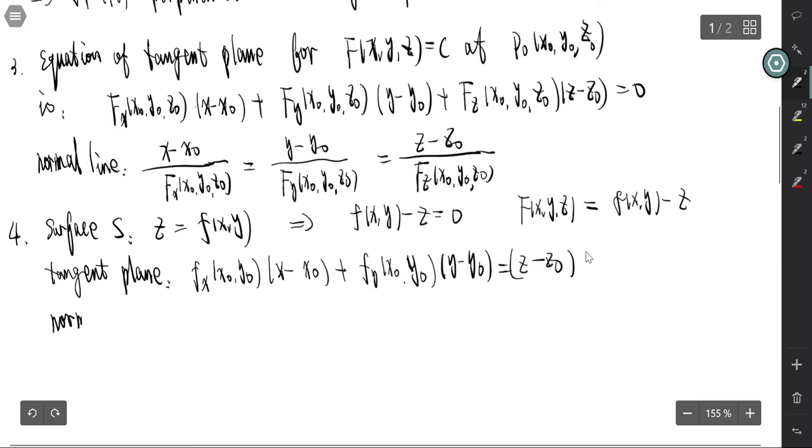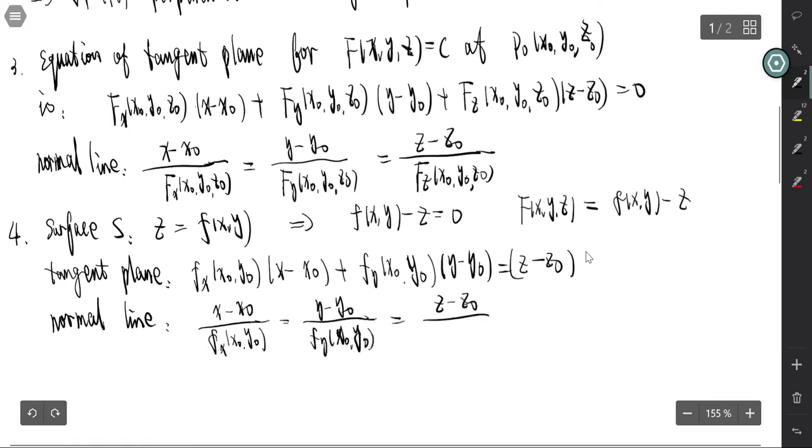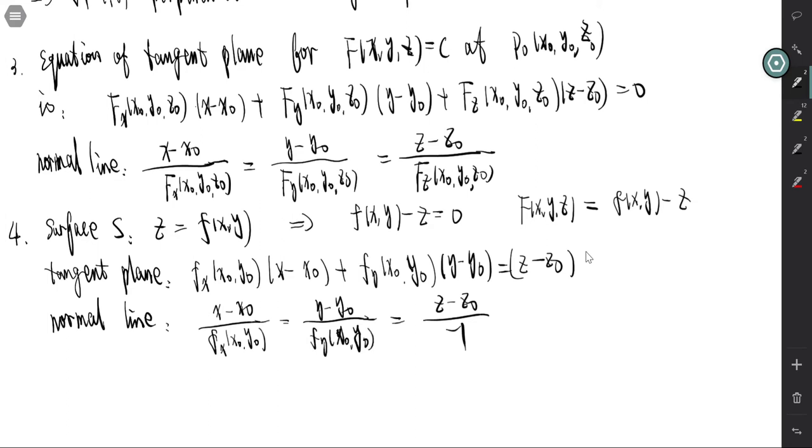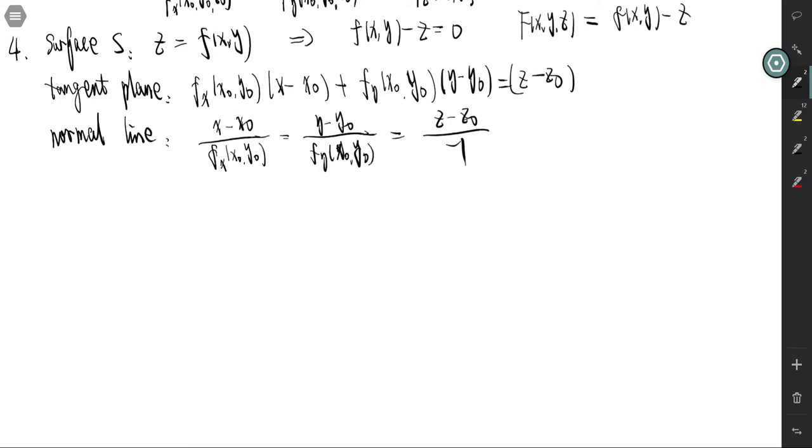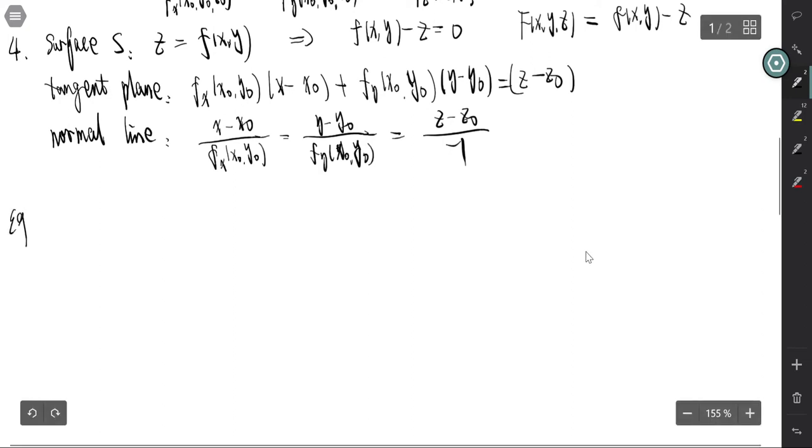And its normal line is (x minus x0) over f_x(x0, y0) equals (y minus y0) over f_y(x0, y0) equals (z minus z0) over negative 1. That's the equation of the tangent plane and the normal line. Let's look at some examples.